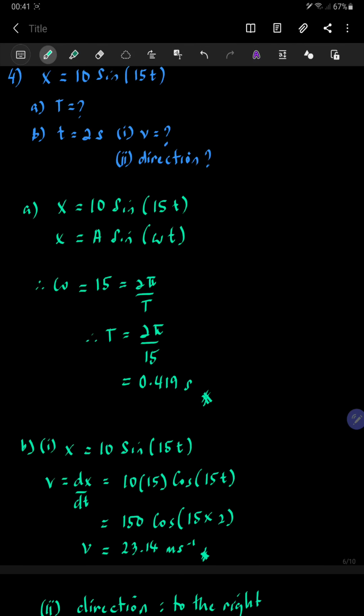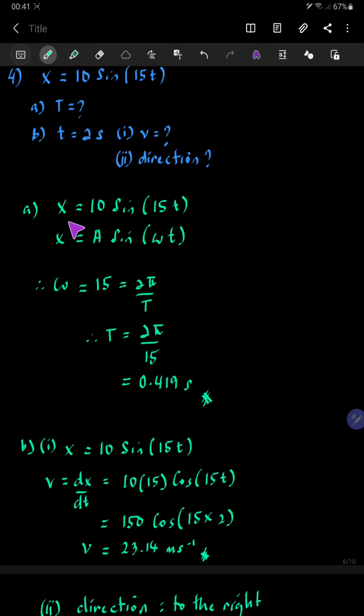Okay guys, next question number 4, by giving you an equation which is x equals 10 sine 15t. So this is the main equation of the simple harmonic motion. So they ask you to find the period. Also at 2 seconds, calculate its speed. Also explain about its direction.